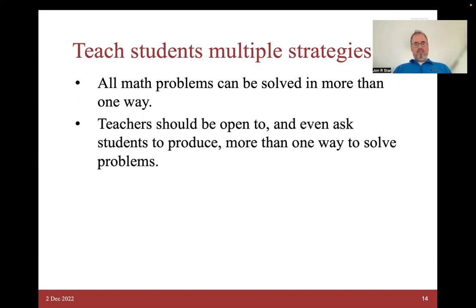Students may be conditioned to think that any strategy they use is fine as long as it produces the right answer, and that they will get a good grade if they use the one method that their teacher used. But teachers should be open to and even ask students to produce more than one way to solve problems.